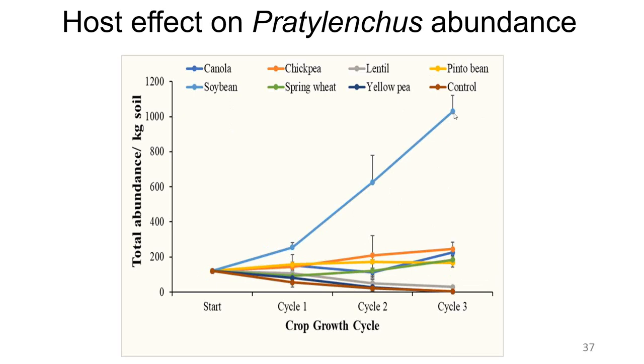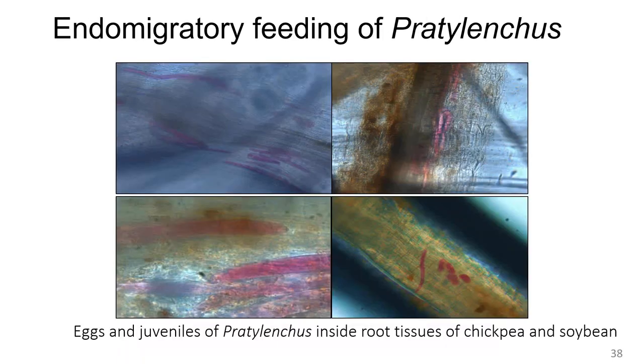This is very fascinating. It's the first indication that this Pratylenchus neglectus is interested in soybean and actually can thrive on it quite a bit. And here it is in soybean root tissue and also some chickpea as well. You can see the nematode here in pink, pretty cool. Stained, but it's inside the tissue of the roots. It's an endomigratory nematode, so it likes to be inside the root and then likes to reproduce outside the root.